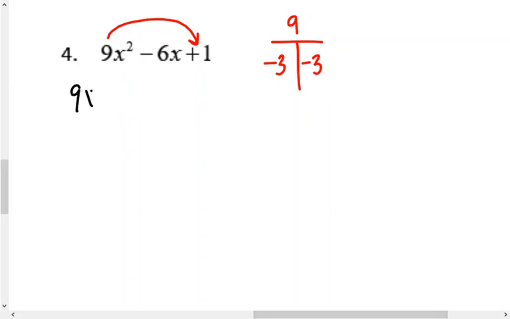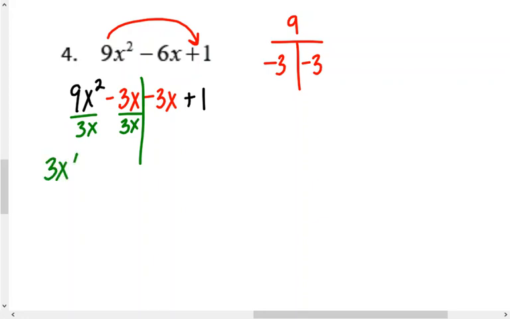So I have 9x squared minus 3x minus 3x plus 1. Splitting it in half. Now, the number I can divide both of these by is 3, and I can take an x, so 3x goes in the front, 9 divided by 3 is 3, and then we still have an x, minus 3 divided by 3 is 1.